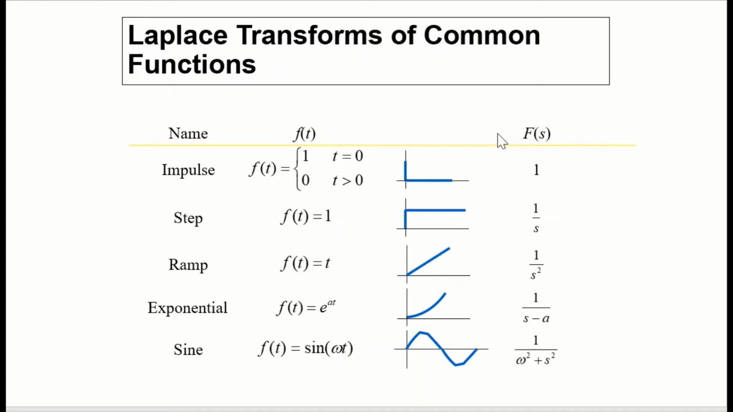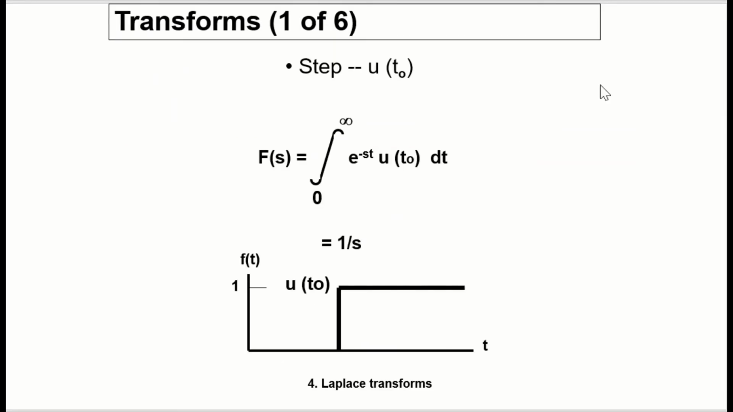And the functions here are: impulse is 1, step is 1 over s, ramp is 1 over s squared, exponential is 1 over s minus a, and sinusoid is omega over s squared plus omega squared, where omega is the frequency. We have to remember these when we're doing our Laplace analysis. So here are some of those: the Laplace transform of a step. There are 6 of these that we need to know to do the analysis.